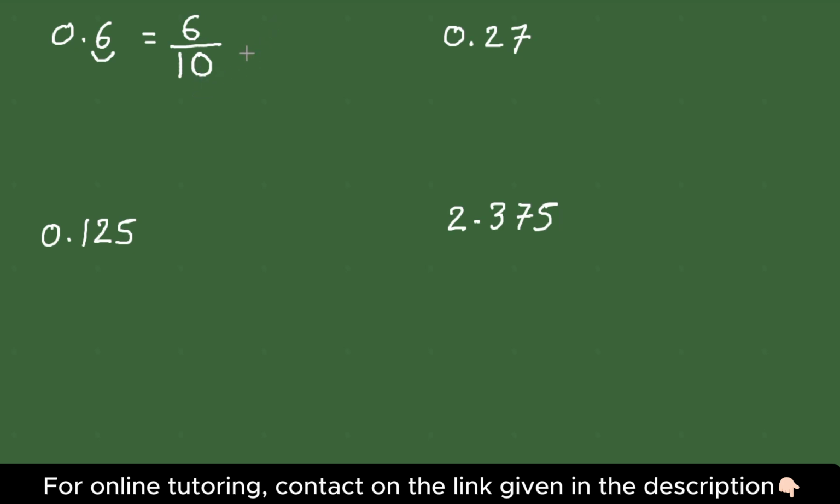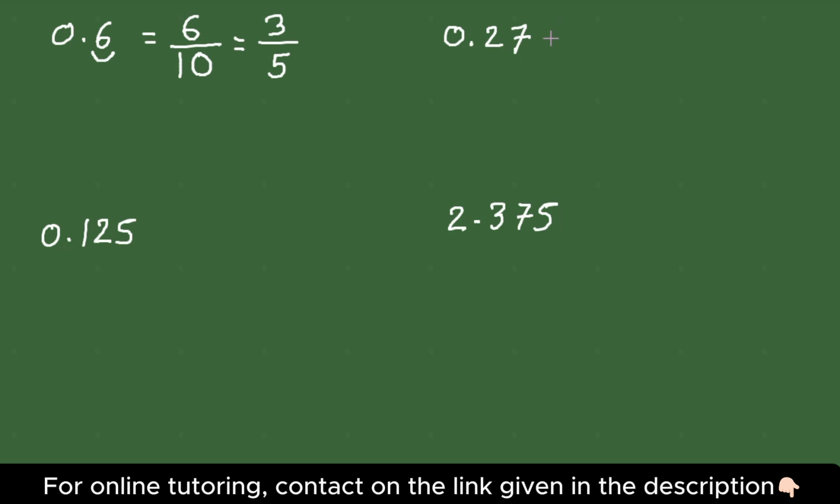We can simplify this fraction further. 6 and 10 both are divisible by 2. So 6 divided by 2 is 3 and 10 divided by 2 is 5. So our simplified fraction is 3/5.